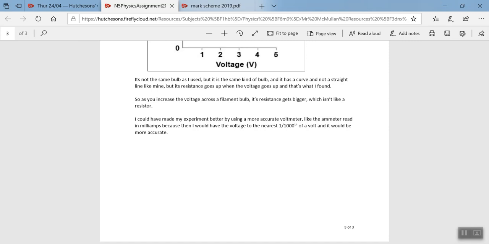And have they discussed that? They said it's not the same bulb, which is fine. It has a curve and not a straight line. So as you increase the voltage across a filament bulb, its resistance gets bigger, which isn't like a resistor. I could have made my experiment better by using a more accurate voltmeter, like the ammeter, reading milliamps, because then I would have the voltage nearest to 1/1000th of a volt. So they've sort of explained there why the readings are slightly off.